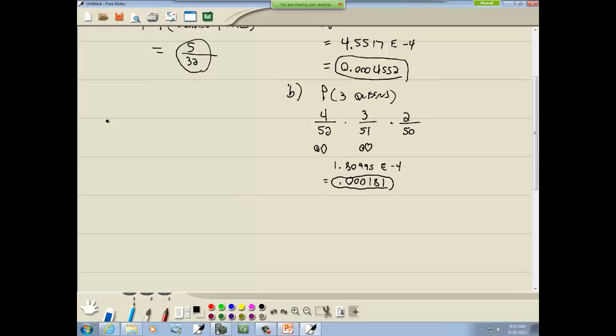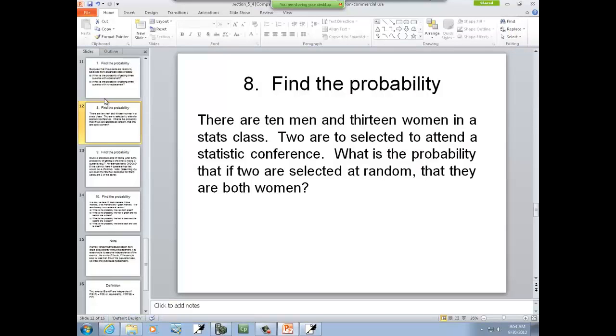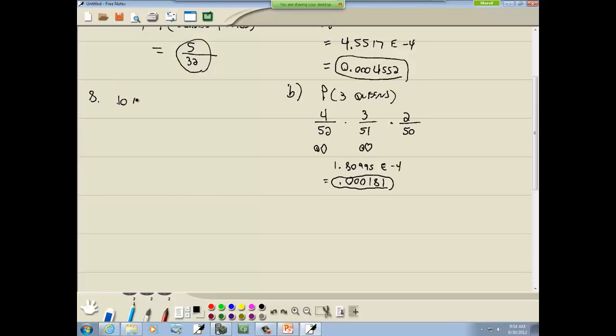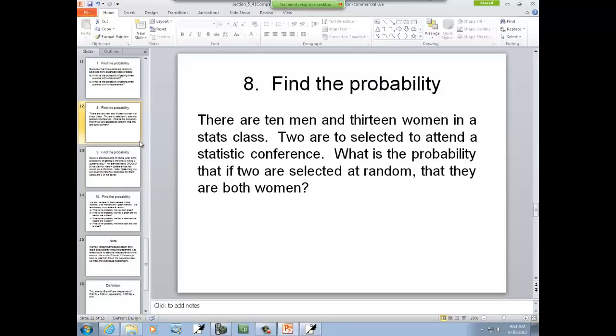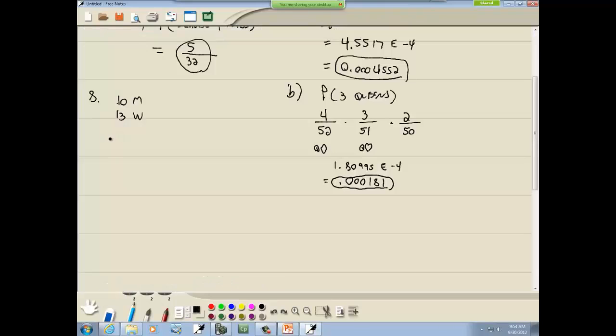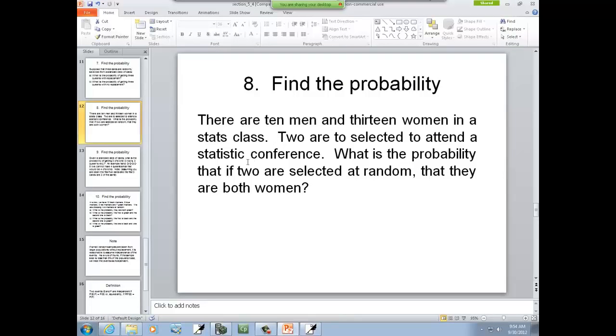Okay, number 8 says there are 10 men and 13 women. 2 are selected to attend a statistics conference. What is the probability that the 2 selected at random are both women? So we're looking at woman and woman. Now it doesn't make any sense to take the same woman twice to the same conference. We want two students to attend to be represented.